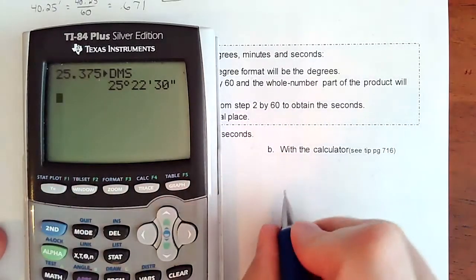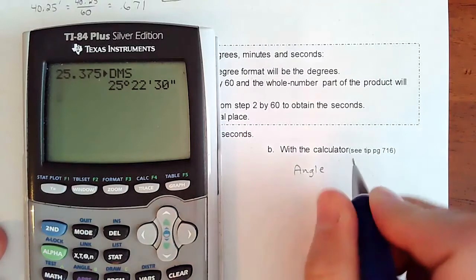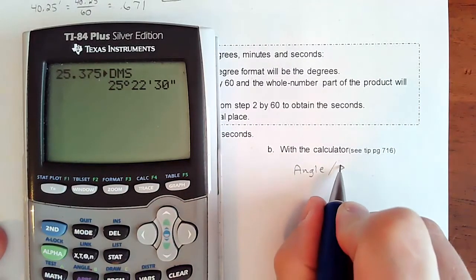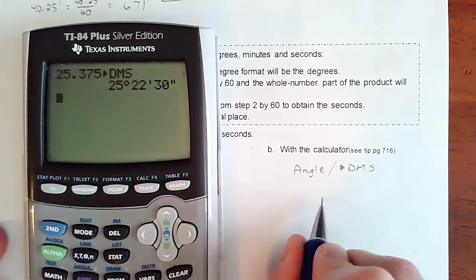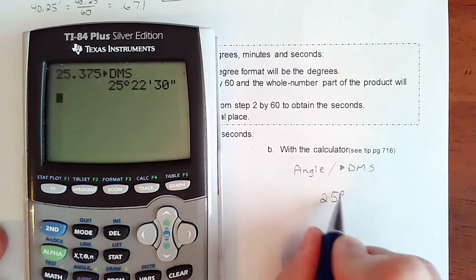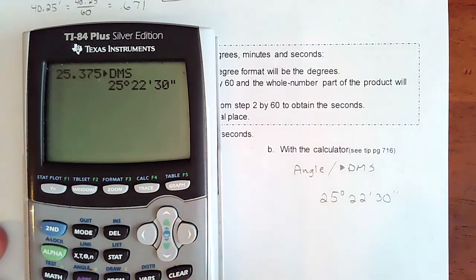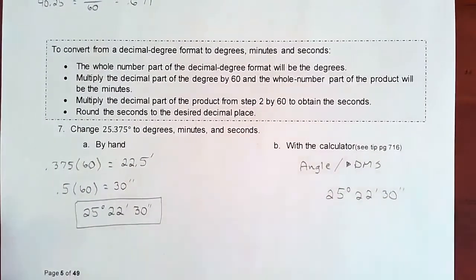22 minutes. So you want to go angle on your calculator, and then you want to use the triangle, degrees, minutes, seconds. And that gets you 25 degrees, 22 minutes, 30 seconds. It gets you the same thing. All right, so that was a quick introduction to making your angles a little more accurate by making them degrees, minutes, and seconds.